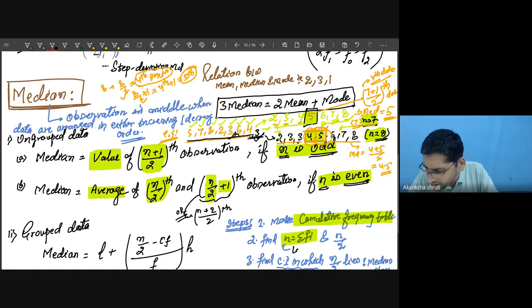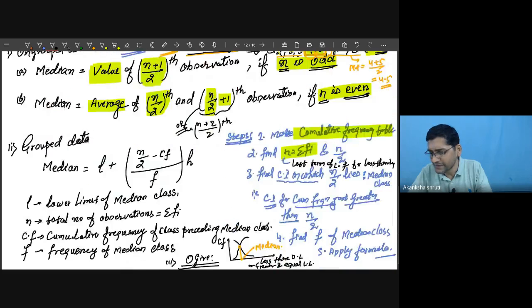This will also be your last term of cumulative frequency, if you are writing the cumulative frequency in increasing order, for the less than type. What is this less than type and more than type? That I will explain. Okay, student? So this n is obtained by either adding the entire frequency or taking the last term of the cumulative frequency table.